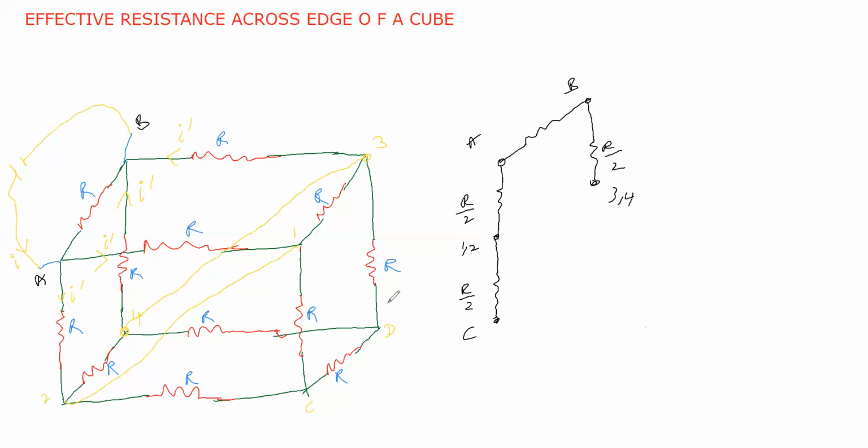And these two resistances across D and 3, D and 4 are parallel. We take them as parallel, so R by 2.